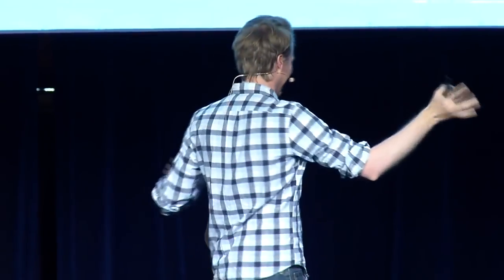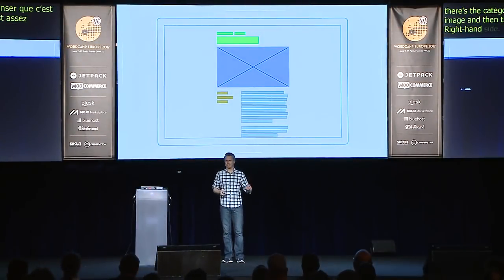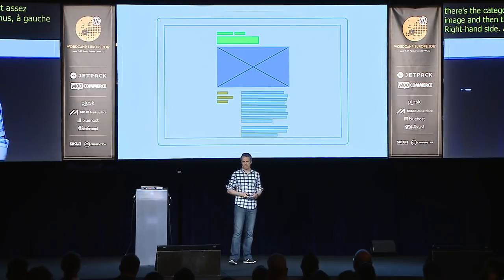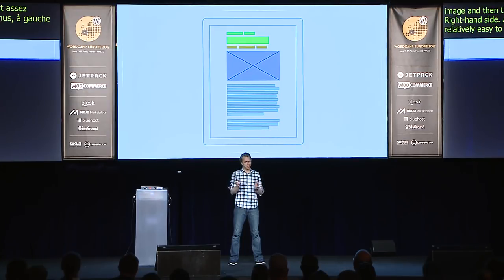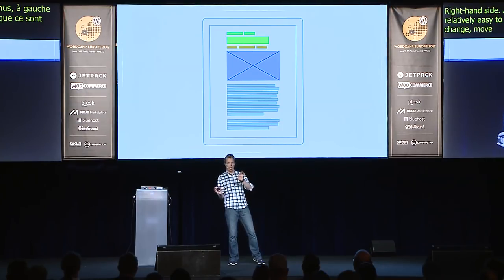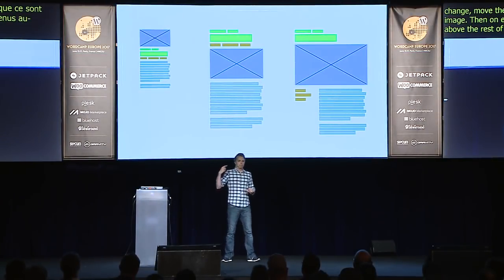It's fairly basic. It has some interesting stuff, like there's the categories and title at the top, and then you have the featured image, and then you have the meta content on the left-hand side, or right-hand side, and then the content itself. And you go, yeah, sure, this is relatively easy to do, except on smaller screens, I wanted to make a slight change, move the meta content from next to the content up above the featured image. And then, on even smaller screens, I wanted to move the featured image up above the rest of the content. And at this point, you go, this is not so easy.